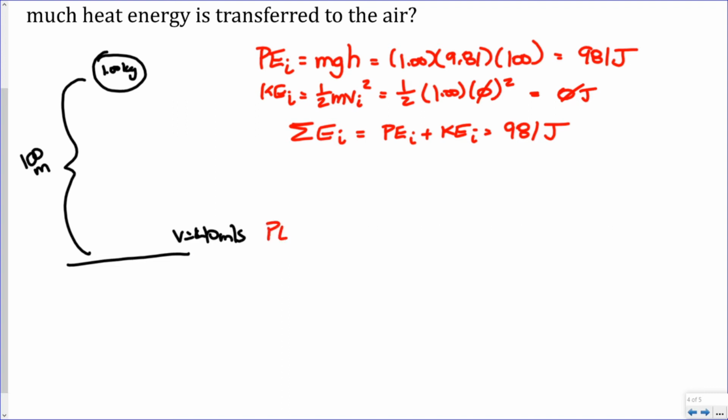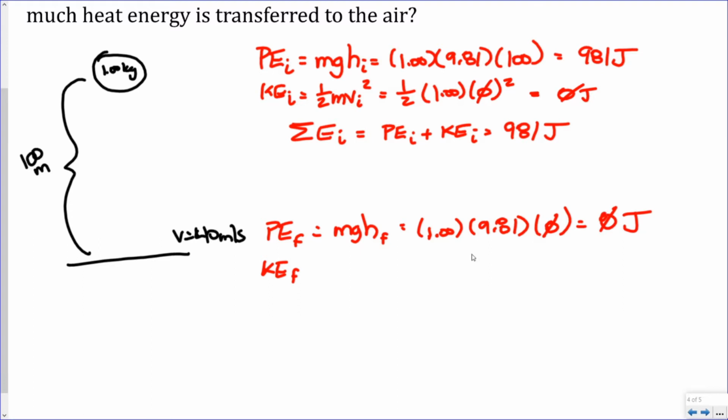Okay, let's do the same thing, but when the balloon hits the ground. We'll call this potential energy final and kinetic energy final. The potential energy final is mgh, and we could say hi for height initial and hf for final. The mass doesn't change, 1.00. The force of gravity doesn't change. The height now, when it hits the ground, is 0. So this whole thing equals 0 joules.